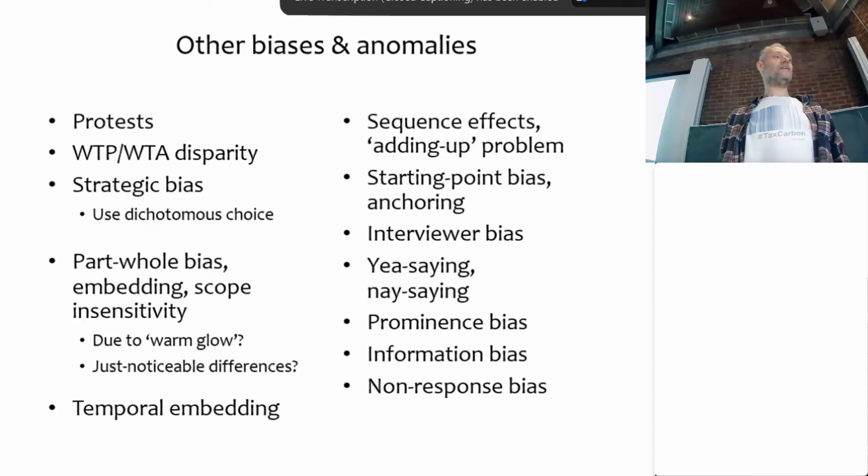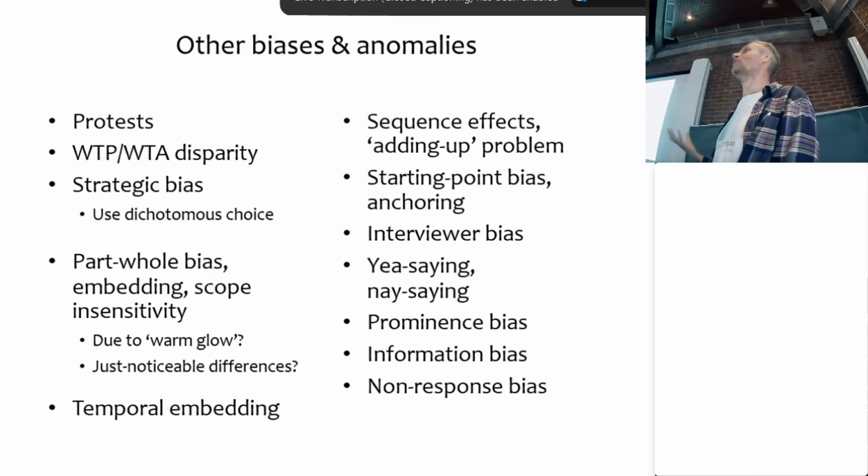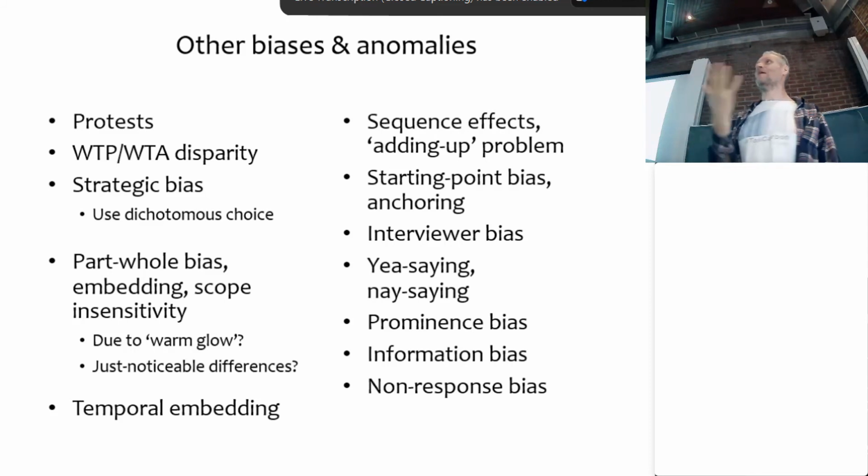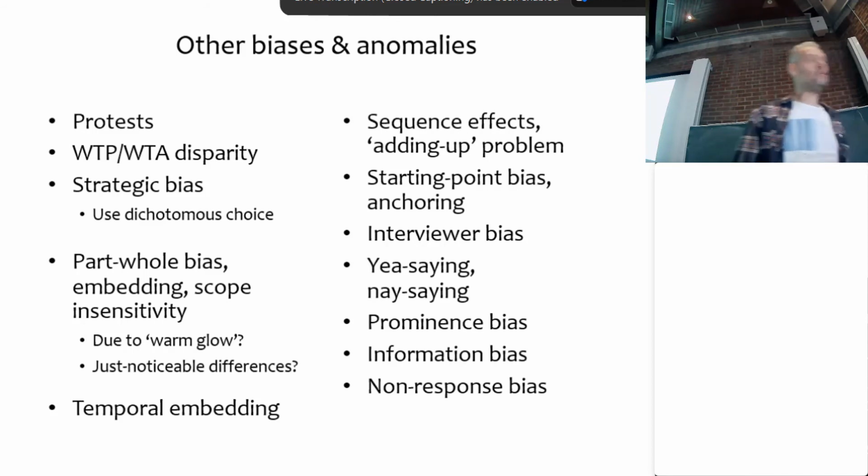And there's a large literature on this. Part-whole bias, scope insensitivity, temporal embedding, sequence effects, adding up problem. It's all the same phenomenon. What we expect from microtheory is that if you get more, you should be willing to pay more, right? You should be willing to pay more for 2 boxes of cornflakes than for 1 box of cornflakes. You should actually be willing to pay roughly double. But that is not what you find. And there are 2 explanations for this, and both are worrisome.